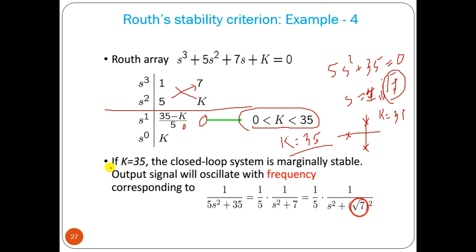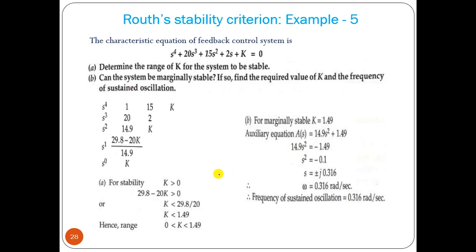So if k equals 35, the closed loop system is marginally stable, and the system will oscillate with frequency root 7. S equals plus minus j root 7. That root 7 is the frequency of oscillation. This is j root 7, that is j omega. That omega is the frequency of oscillation. So that is another type of problem that they can ask you.